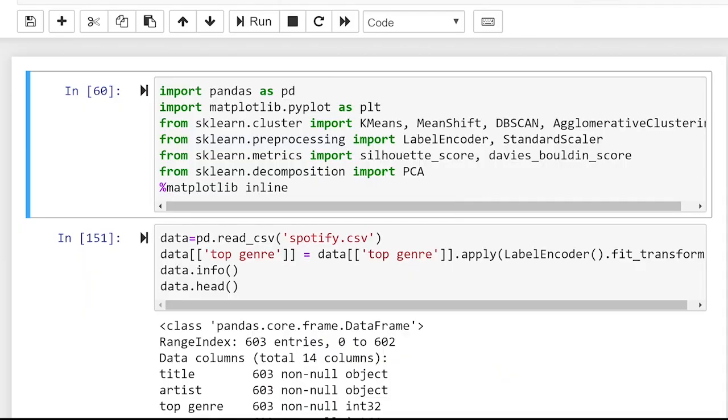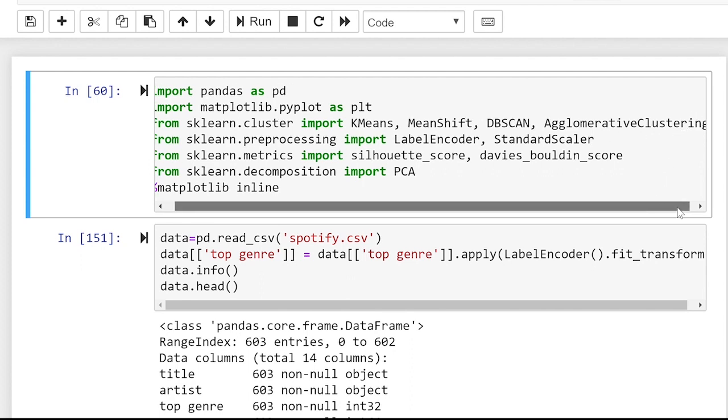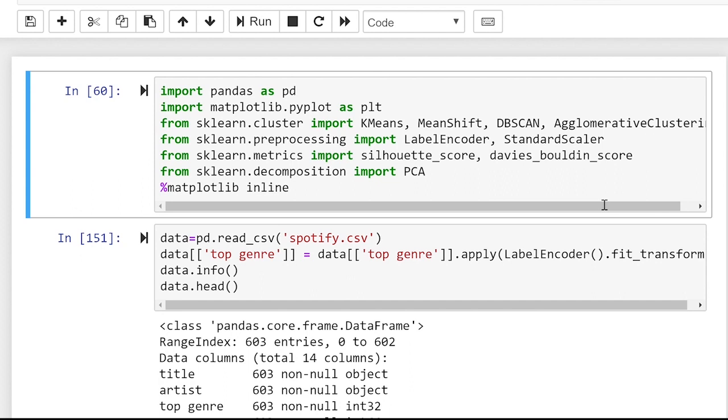In this video, we are going to use pandas, matplotlib library, sklearn cluster module. We are going to import k-means, mean-shift, DBSCAN, agglomerative clustering. These are the methods we talked about just a minute ago. And before applying those, I'm going to show you how to preprocess our data. We are going to apply standard scaler.